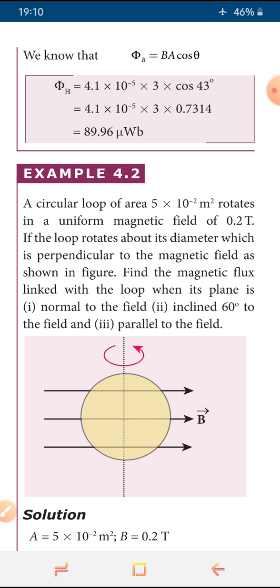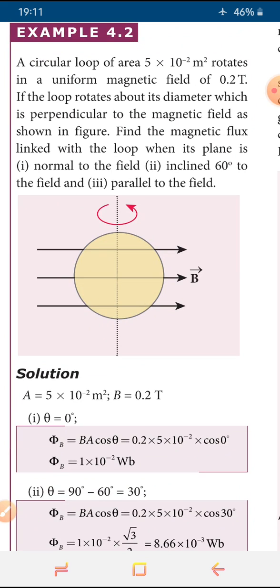Then we use the formula phi B is equal to BA cos theta. Then substituting, phi B is equal to 4.1 into 10 to the power minus 5 into 3 into cos 43 degrees. How to check this cos value? We practiced it in 11th. Then cos 43 degrees is 0.7314. So 4.1 into 10 to the power minus 5 into 3 into 0.7314. We multiply and get the answer as 89.96 into 10 to the power minus 6 Weber. That 10 to the power minus 6 is written with the symbol mu. So we got the answer for the given question.